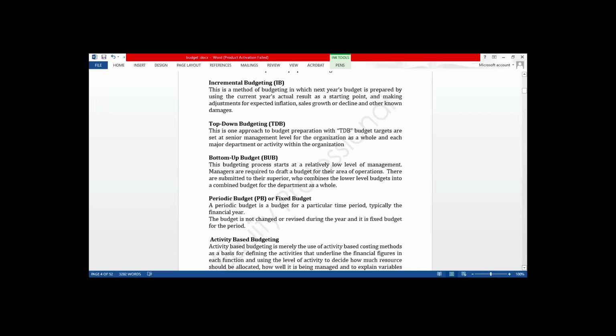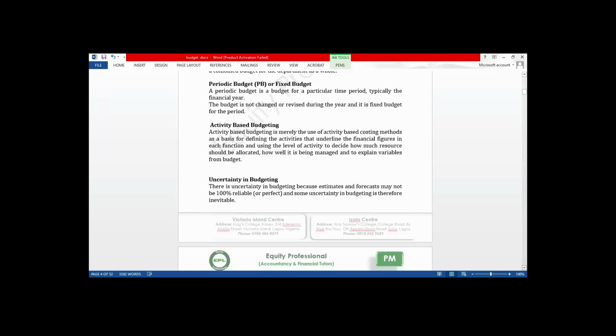So please note, your fixed budget is prepared prior to the budget year. For example, the 2026 budget will be prepared maybe in 2025, October, November. The budget for 2026, most companies will prepare their budget during October, November. The fixed budget is prepared before the year, and this budget is fixed. It's not designed to change.